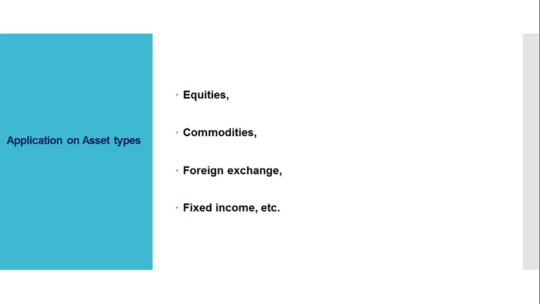For example, an indicator such as moving average convergence divergence, that is MACD, or relative strength index, that is RSI, is used the same way on equity, commodity, or currency.